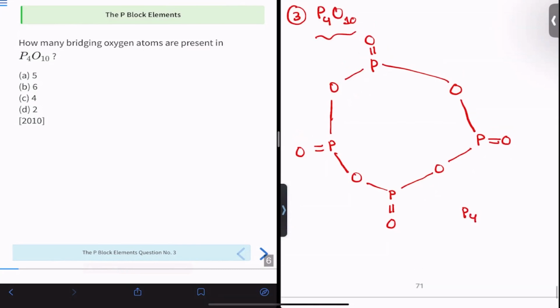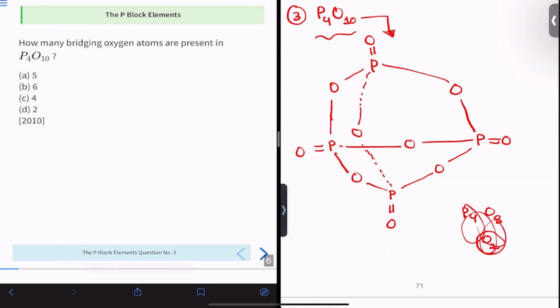Four phosphorus atoms have been used, and eight oxygen atoms have been used. Two more oxygens you are left with. So two more oxygens, how do you draw? Connect the opposite side phosphorus with an oxygen. Okay, so now the structure is done. The structure is P4O10.